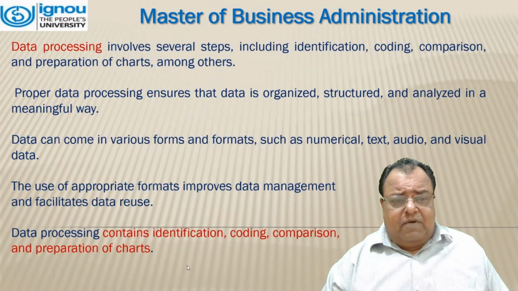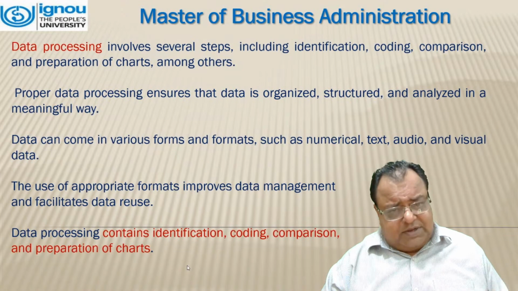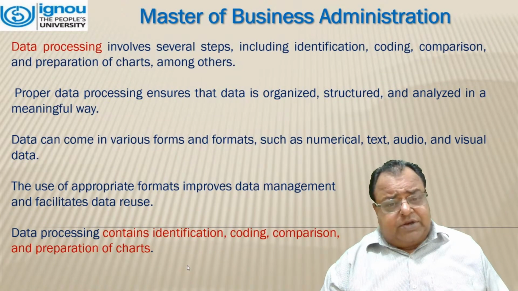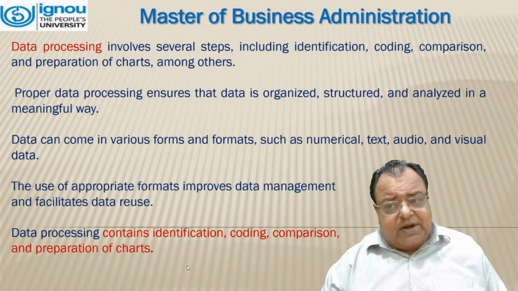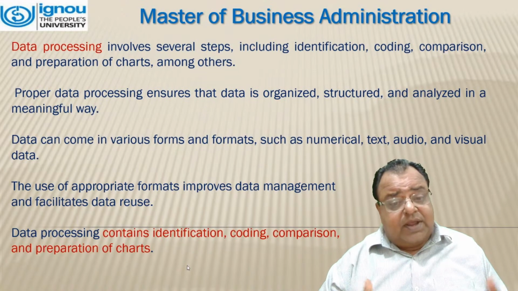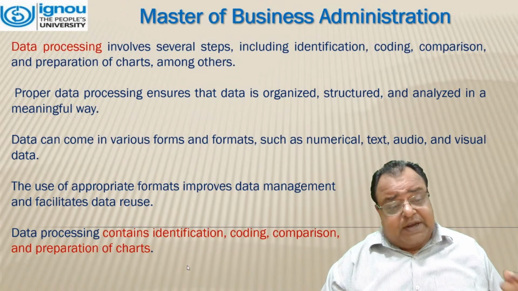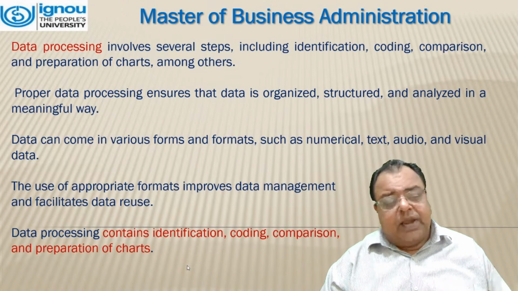Data processing involves several steps, including identification, coding, comparison, and preparation of charts, among others. Proper data processing ensures that data is organized, structured, and analyzed in a meaningful way. Data can come in various forms and formats such as numerical, text, audio, visual, etc. The use of appropriate formats involves data management and facilitates data reuse. Data processing contains identification, coding, comparison, and preparation of charts.